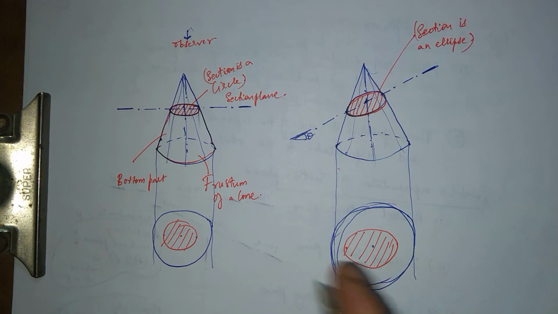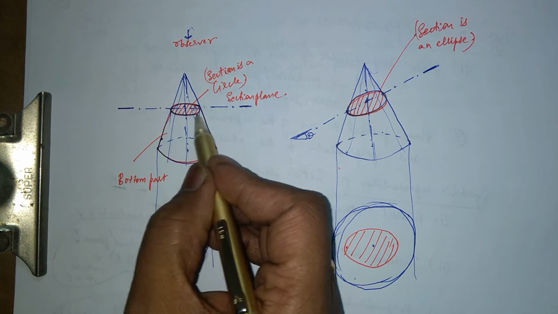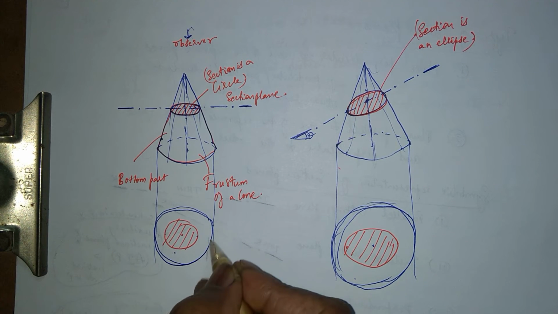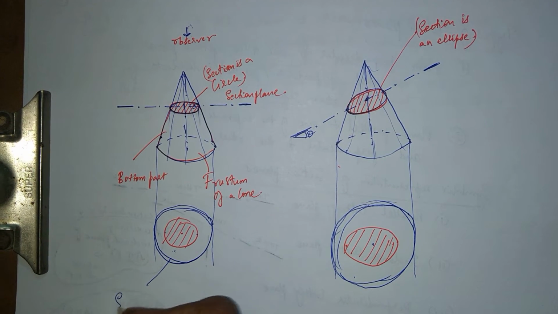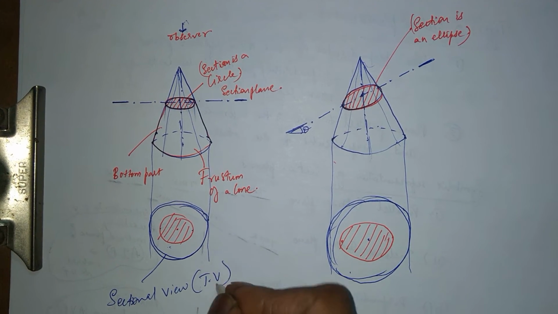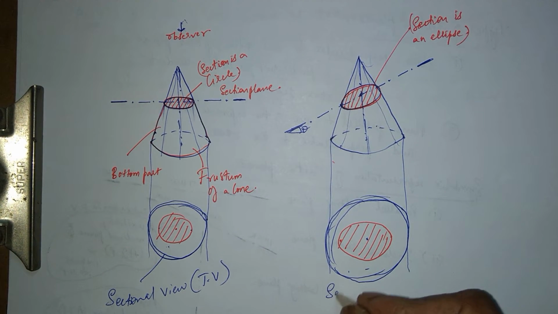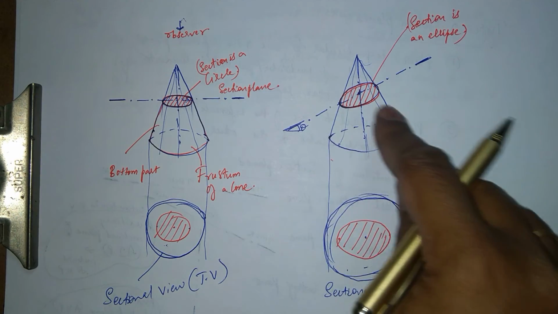Fine. Now this is your section plane. This is your section, along with the bottom part, the remaining part of the solid. This is called the sectional view. A sectional view could be a top view or a front view. In this case, it's a sectional top view. This is also a sectional top view, and this is called the front view. This is the front view.